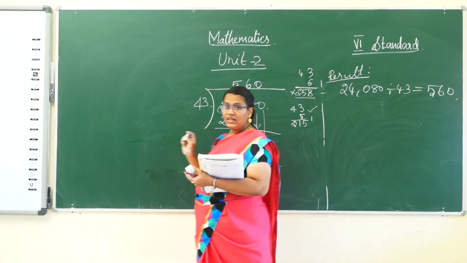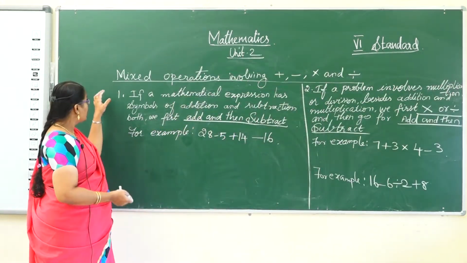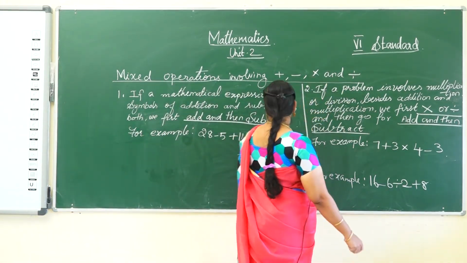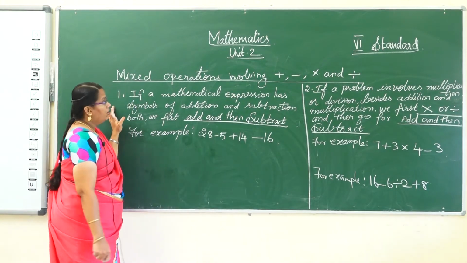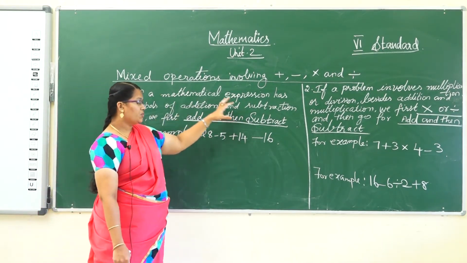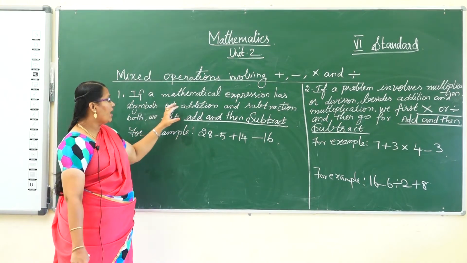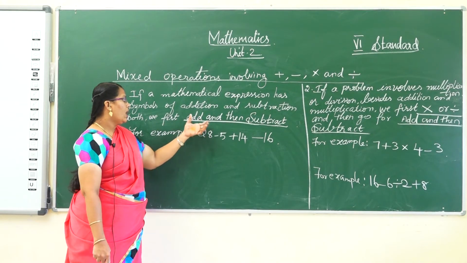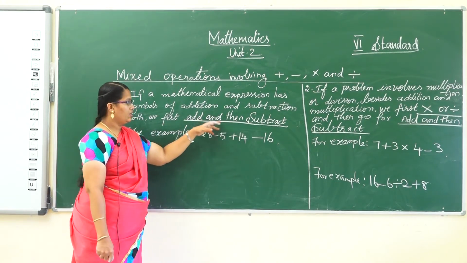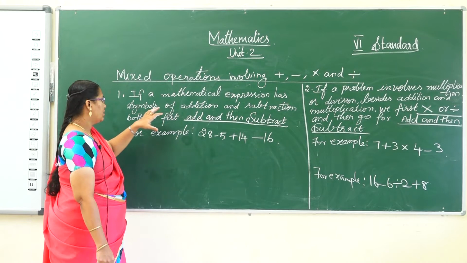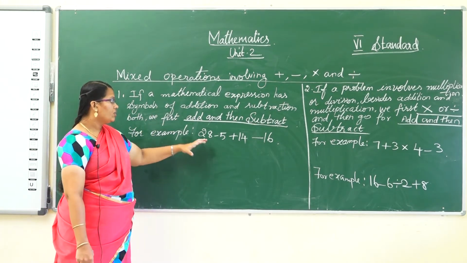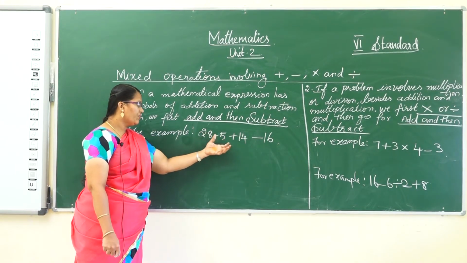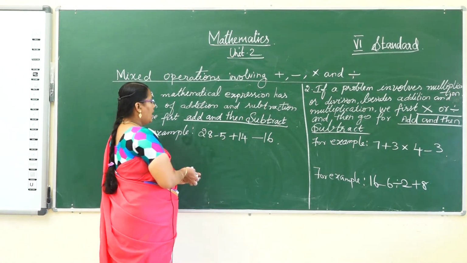I hope you all understand the revision exercise. Now see the mixed operations involving addition, subtraction, multiplication and division. We follow the rules. If a mathematical expression has symbols of both addition and subtraction, we first do add and then subtract. Both operations are given, addition and subtraction, so first preference to addition.